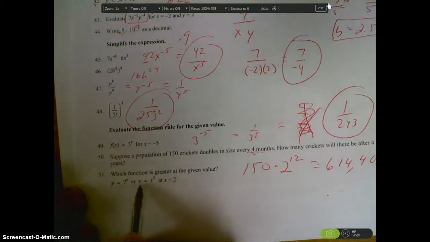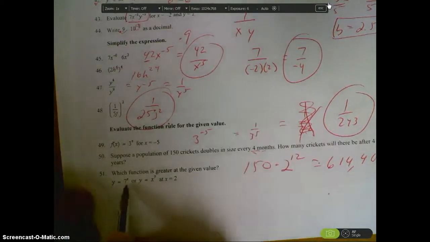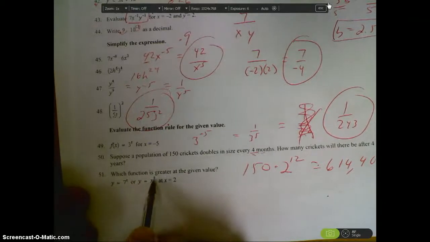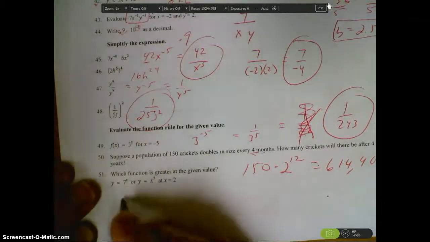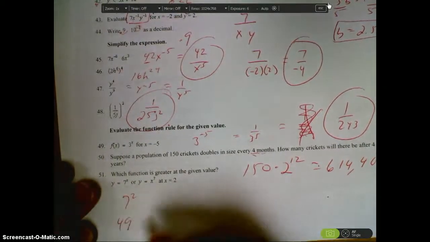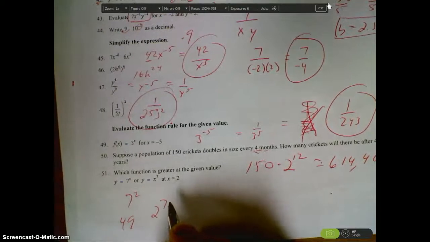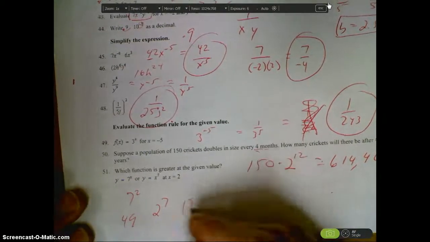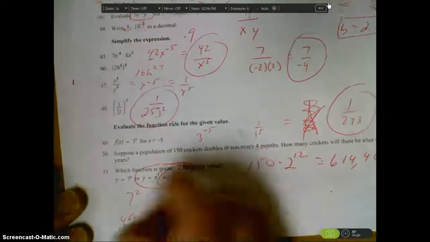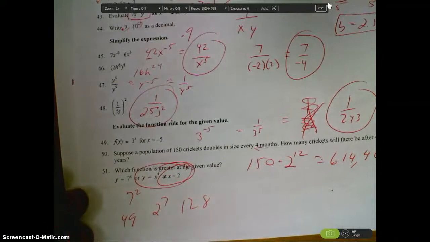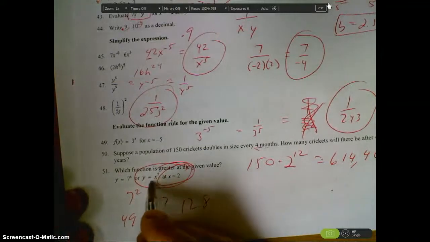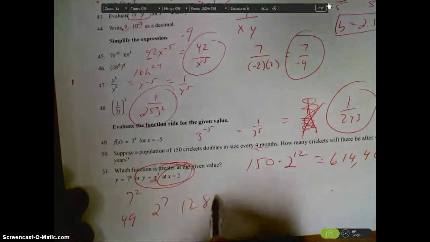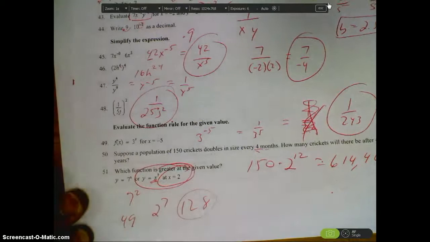All right. Which function is greater for the given value? y equals 7 to the x, or 7 to the x to the 7th. So I'm going to go 7 squared is 49, or 2 to the 7th is 128. So 2 to the 7th is bigger. So this guy's 243 to 128. So we get that. That is our answer.